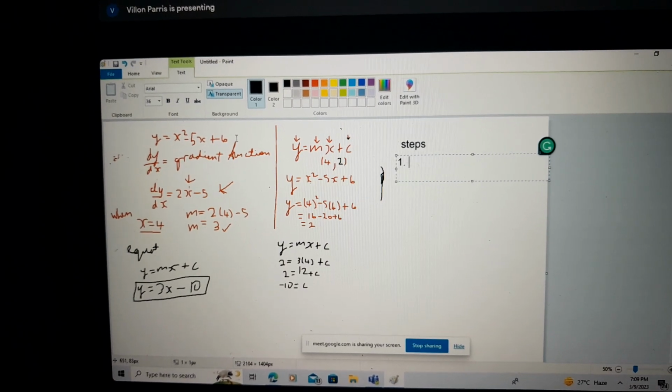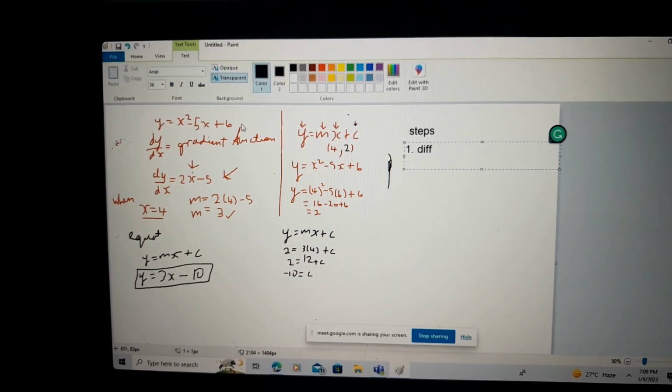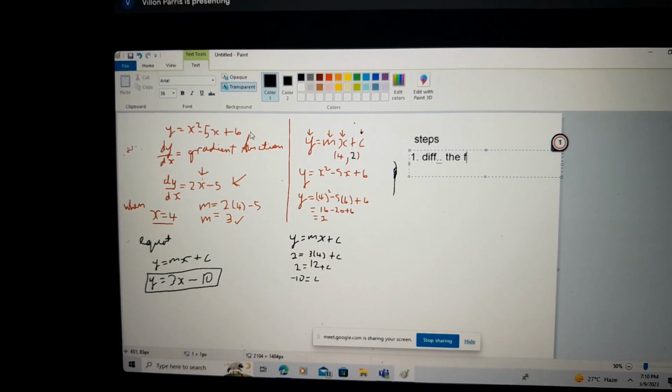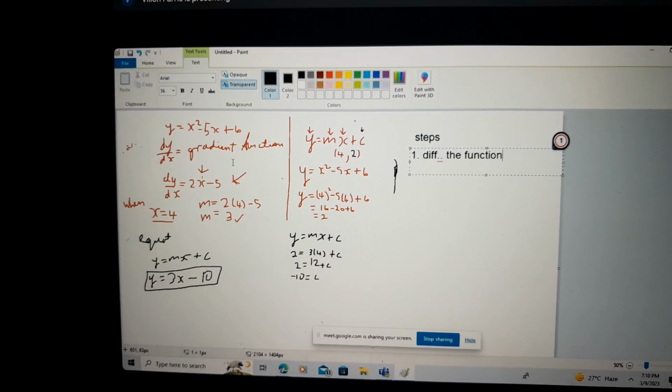Differentiate the equation. Very good. Differentiate the function. Excellent. Step one.